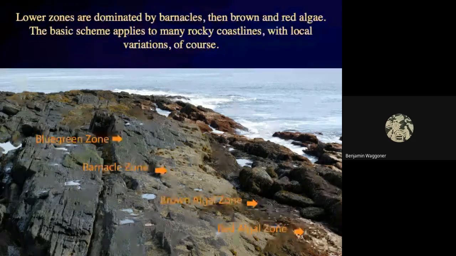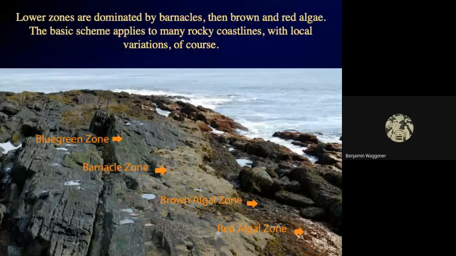And you can see them again here. You can see the blue-green zone. The barnacle zone below it is dominated by barnacles. And then below that, you can see brown algae and red algae all the way at the bottom.